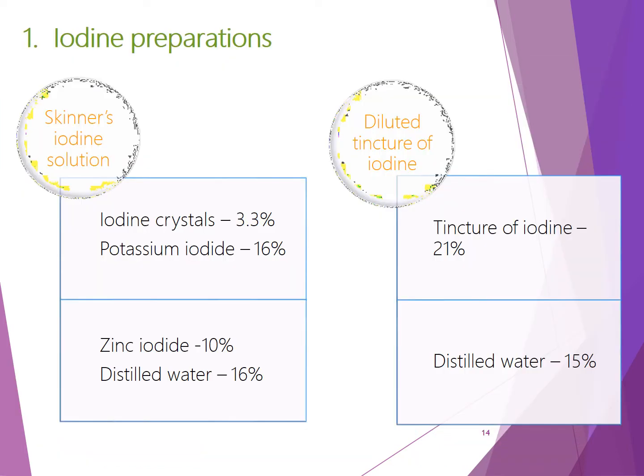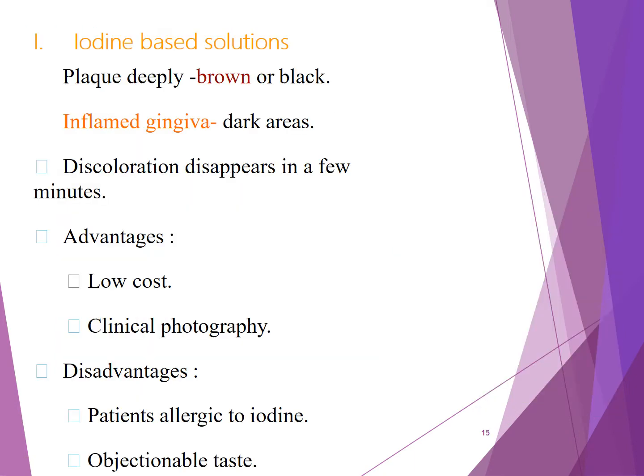Iodine preparation, that is Skinner's iodine solution. In that, iodine crystals are used and potassium iodide is used along with zinc iodide and distilled water. And in diluted tincture of iodine, 2.1% iodine and 15% distilled water is used.